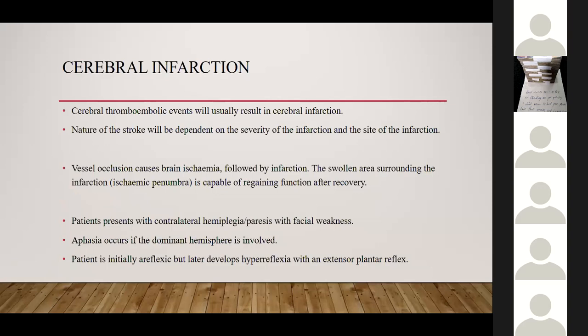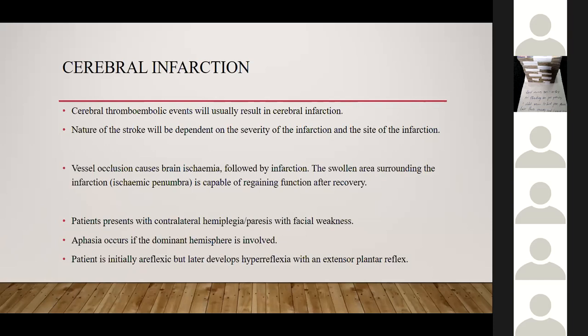Then there's also cerebral infarction, and we tend to see this often in our clinical practice, where the blood vessels supplying various aspects of the brain become blocked. In this case, we have thromboembolic events, meaning that you have a blood clot or a thrombus there, or maybe you have an embolus, meaning blood clots moving from one side to cerebral vessels, blocks it, and then it leads to an infarction. Usually the nature of the stroke will be dependent on the severity of the infarction, and then also the site of the infarction.